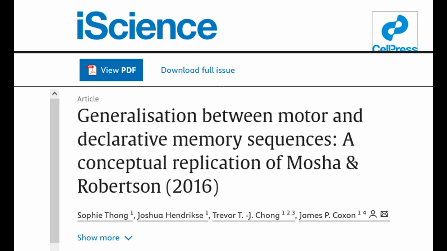This effect worked in both directions. Motor learning could also improve word list recall. This was considered remarkable because it suggested that abstract structural information could be extracted from one experience and applied to an entirely different type of learning.